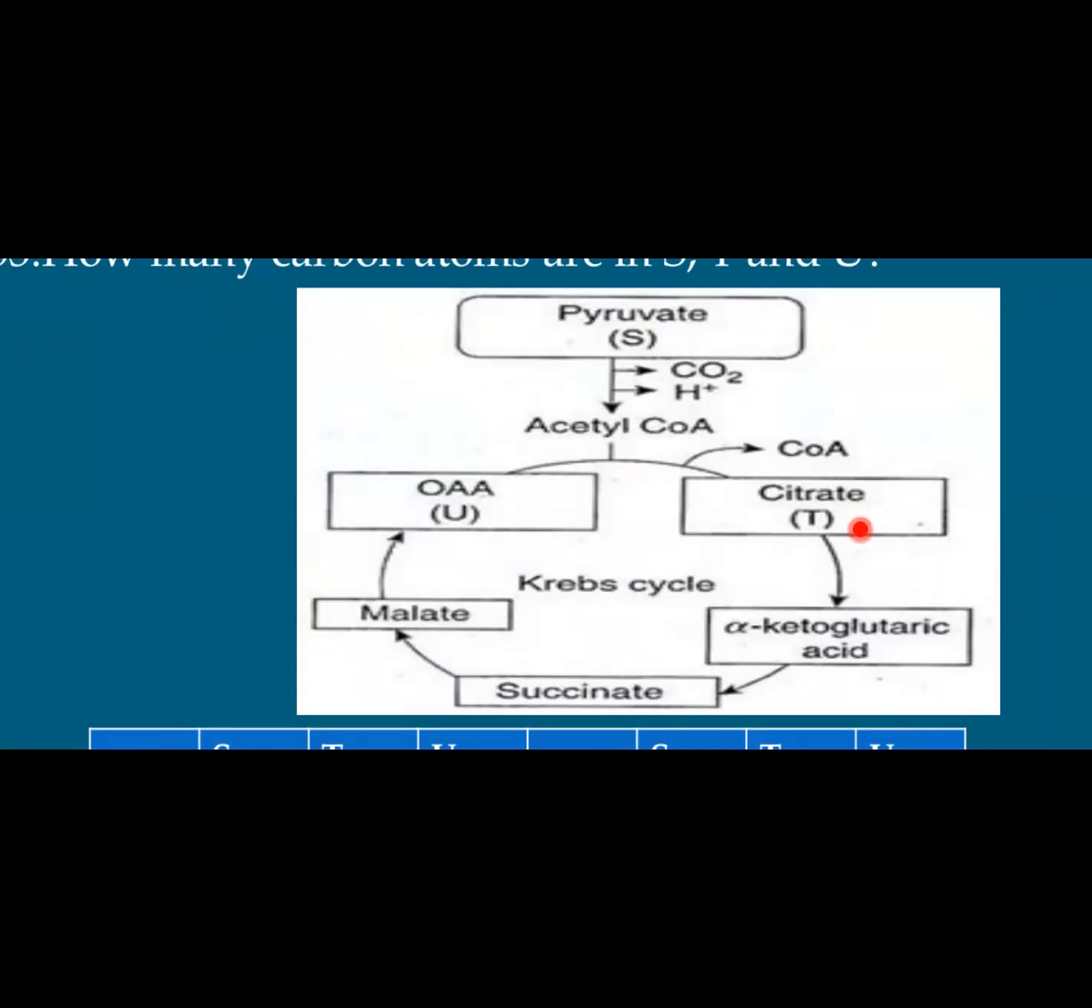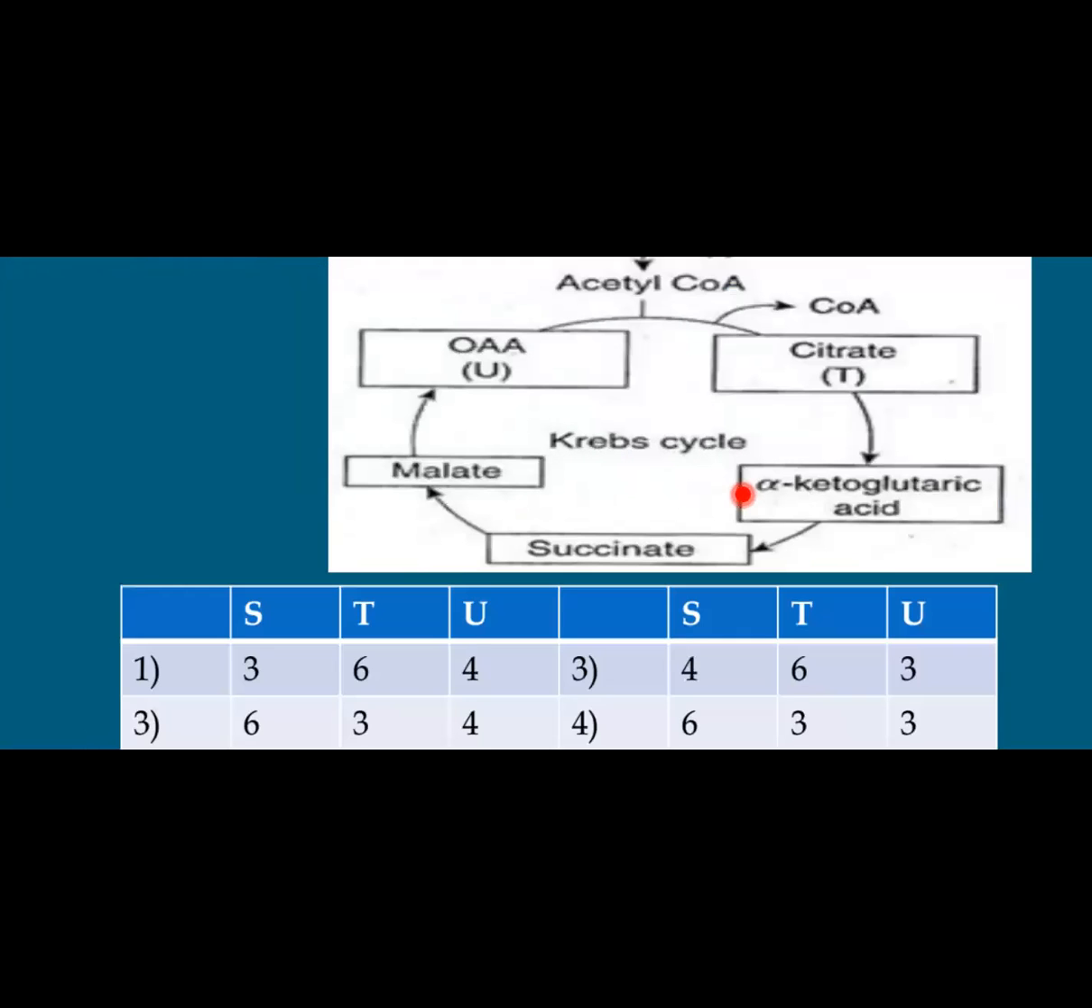So T is 6C. Citric acid converts into alpha ketoglutaric acid, which is 5C. Of course, this is not asked here, but you should know. Succinate consists of 4C, malate 4C, and oxaloacetic acid consists of 4 carbon atoms. So once again, pyruvate S is 3 carbon, T is 6 carbon, and U is 4 carbon. So your answer should be option number 1 here, 3, 6 and 4.